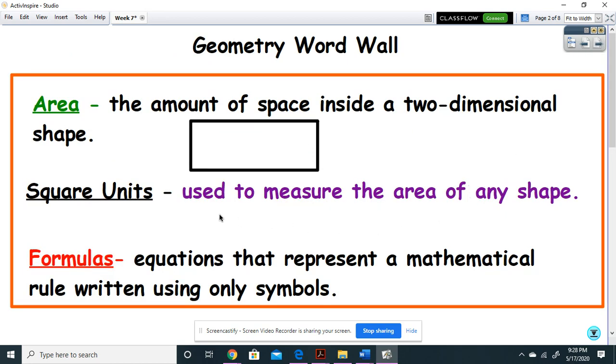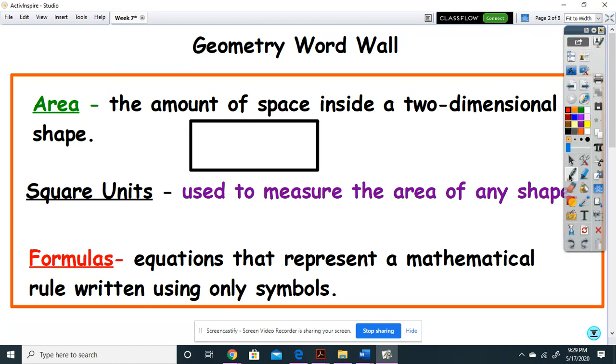Before I move on, I want to talk about three important vocabulary words. We have area. Area is the amount of space inside a two-dimensional shape. So we know that rectangles are two-dimensional. So if we want to know the area, we want to know what's inside. What number is assigned to the amount of space that's inside of here? Everything that I'm shading in red, we want a number assigned to that. What is the area of this rectangle?